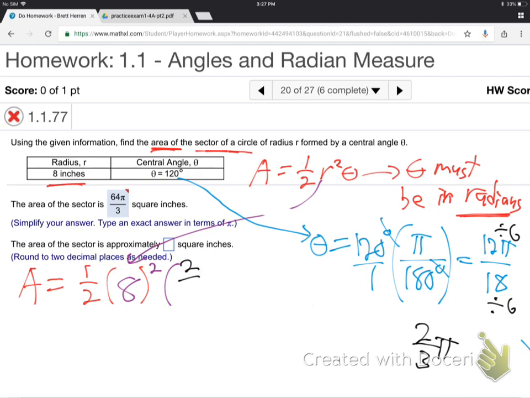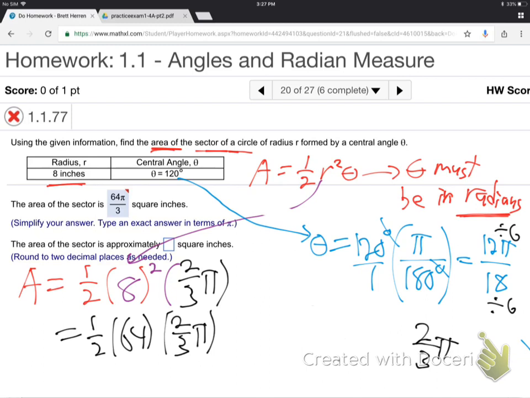So 2/3 pi. So what does this come out to be? A half times 64 times 2/3 pi. So how do you simplify that? Well, 64 is over 1. Cross cancel. 2 goes into 64 32 times. So then multiply top times top: 32 times 2, 64, over the bottom, 3 pi. 64/3 pi. Or you can put the pi on the top. Same thing.